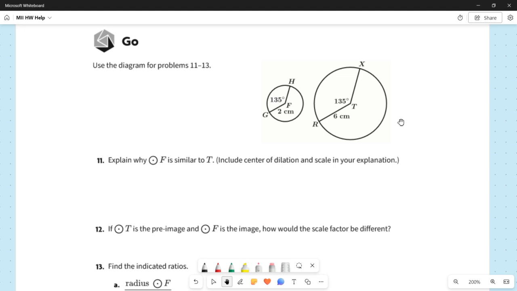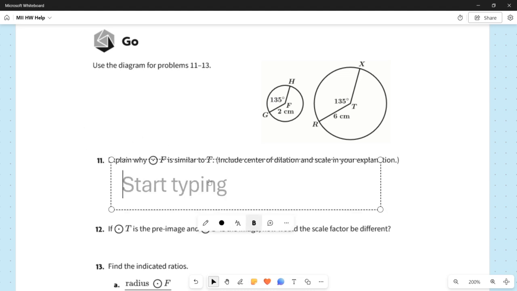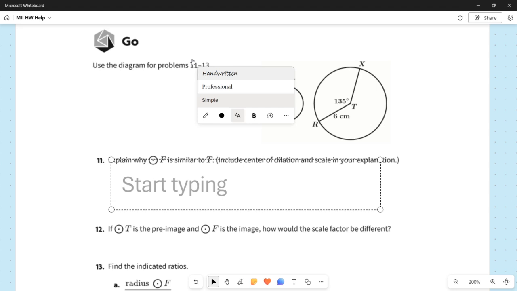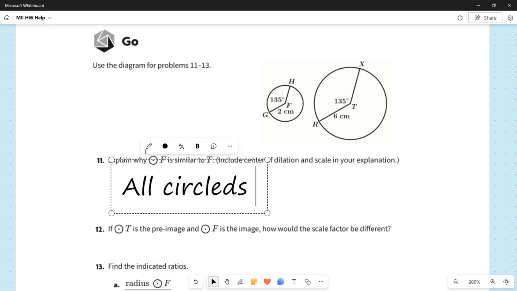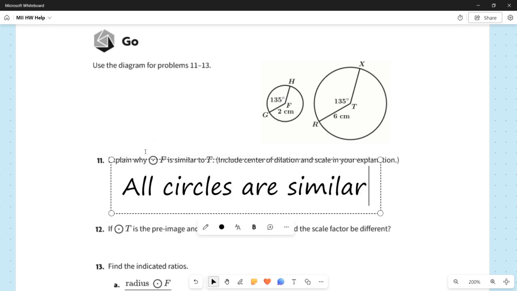All right, well, this is kind of an interestingly phrased question because we're talking about two circles here, right? Circle F and circle T, and it's basically saying, well, why are they similar? Now, if this little parenthetical, this include center of dilation and scale, wasn't there and it just said explain why circle F is similar to circle T, our explanation is extremely simple because all circles are similar to each other.